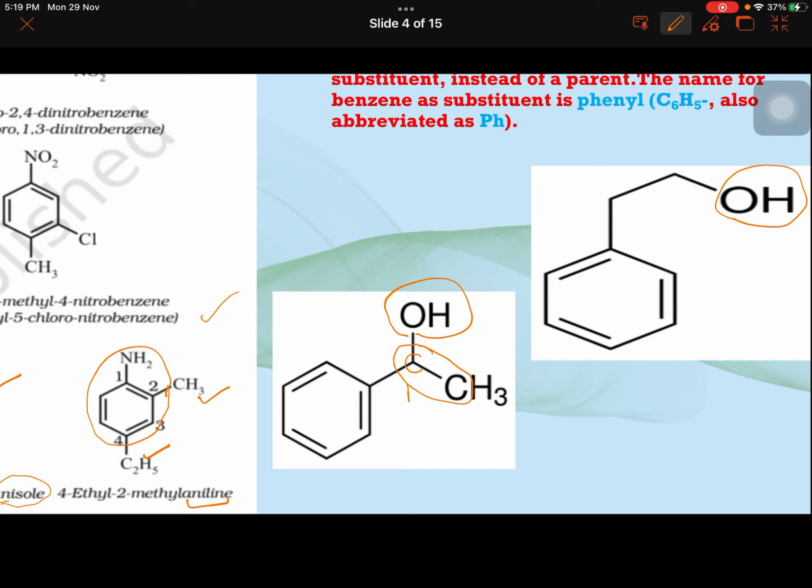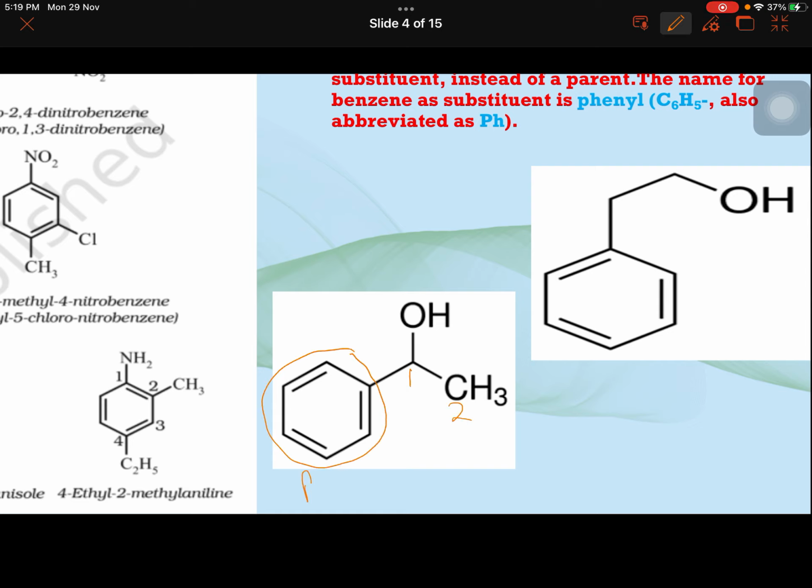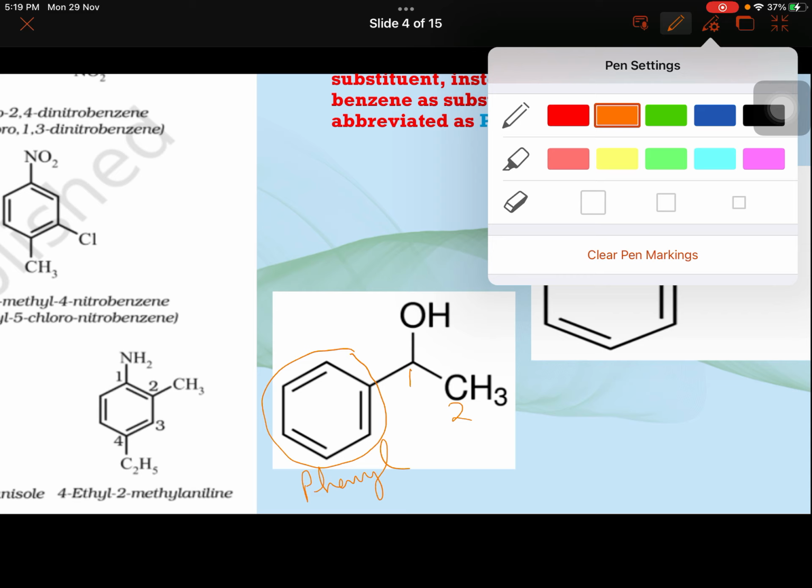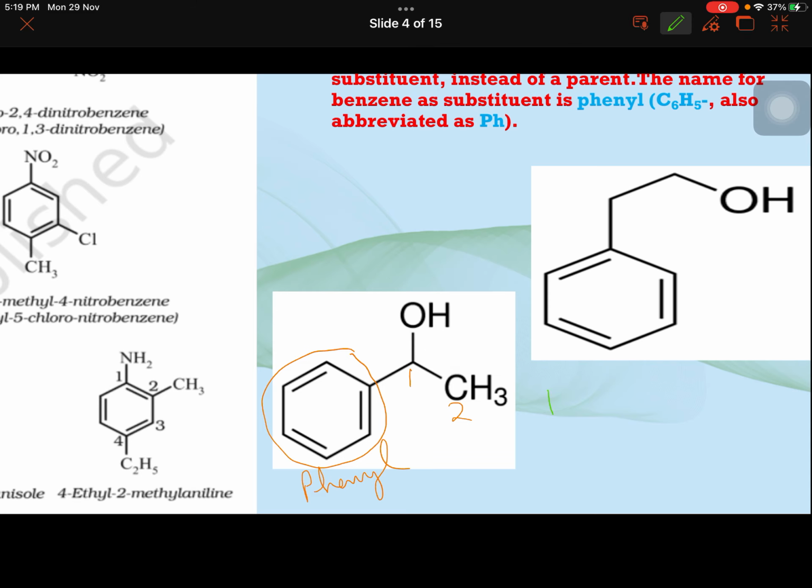But in ethanol, I am calling this the first carbon because it is having OH in it. Take it like this. Two carbons. On the first carbon you have benzene, and on the same carbon you have OH. And then you complete the 4 bonds. So the name of this compound, if I number like 1 and 2, I told you whenever we have to treat this as a substituent, we call it phenyl. So the name is 1-phenylethanol, single word.